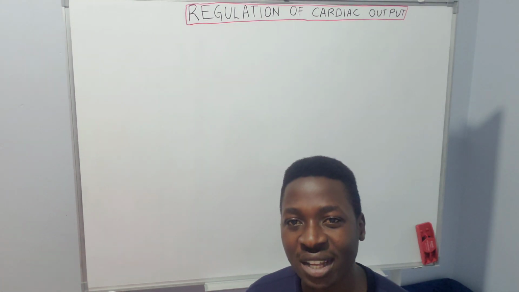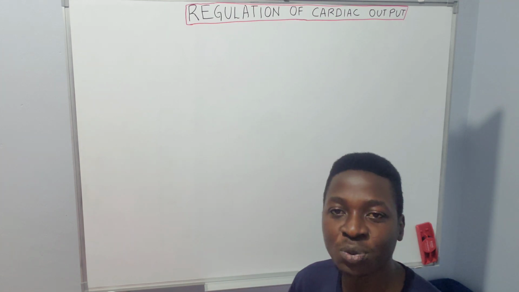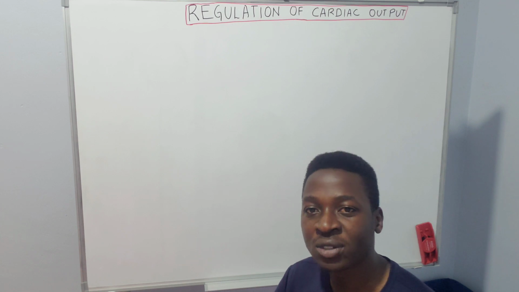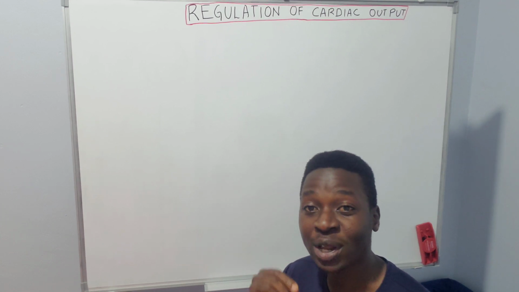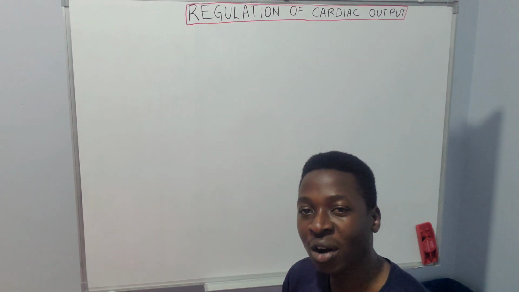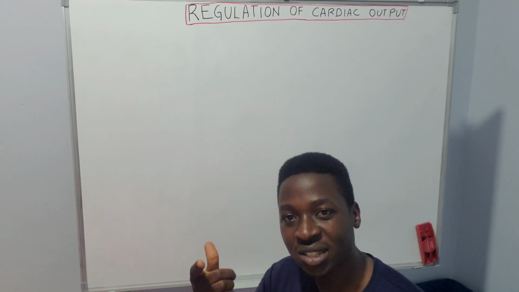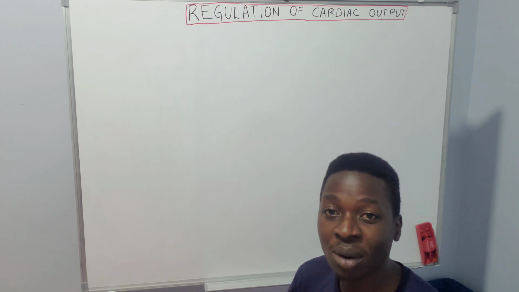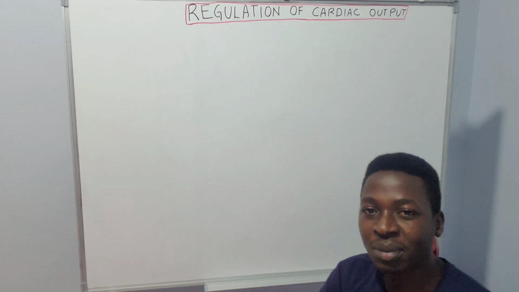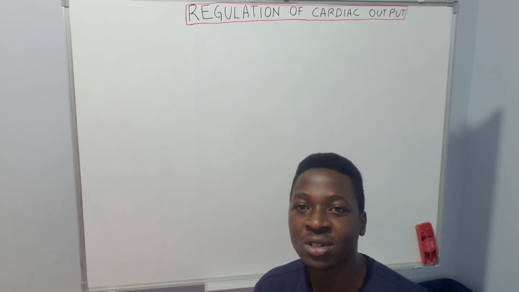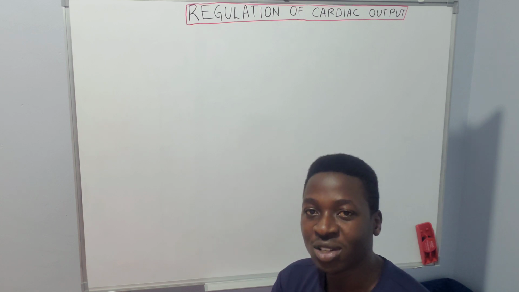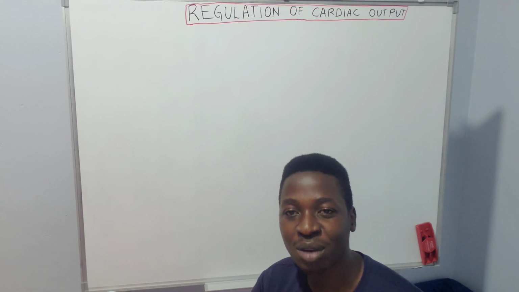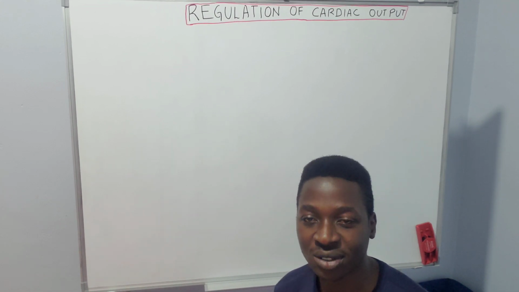Alright, so what is cardiac output? Cardiac output is an important measure of heart function, okay? Because the big role of the heart is actually to pump blood. So how can we evaluate how much blood the heart can pump, or the ability of the heart to pump this blood? We can evaluate that by understanding the cardiac output. So cardiac output is the amount of blood that the heart is able to pump in 1 minute, okay?